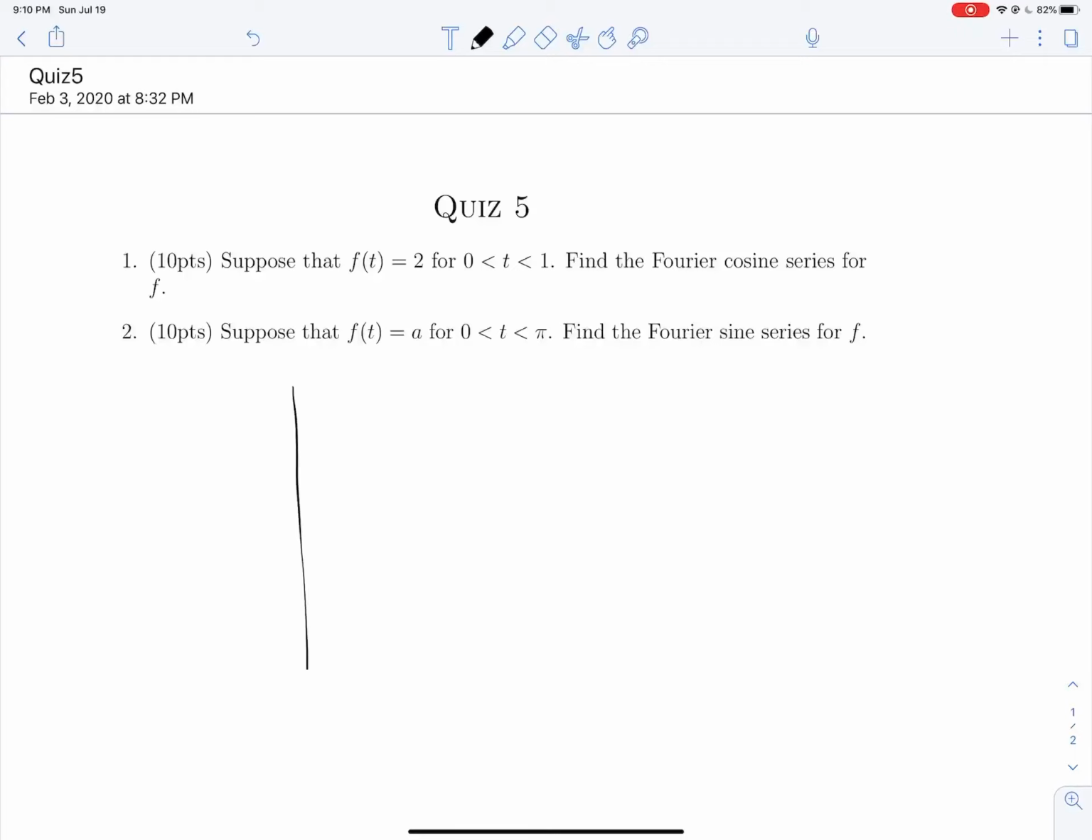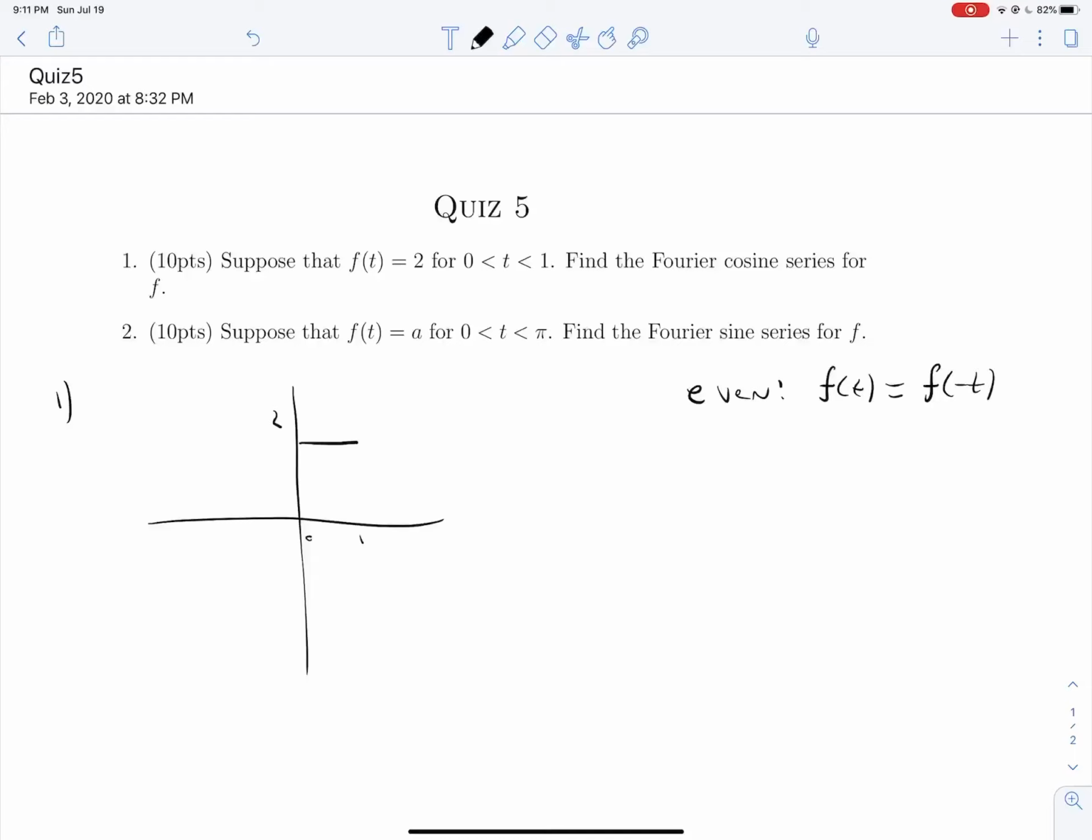series of f. So as always, we've got to graph this thing out. Our function is 2 from 0 to 1, and with both of these problems, we're going to have to extend our function to either make it an even or an odd function so that it will be a cosine or sine series. And just to get some definitions in here, an even function is one such that f of t is equal to f of negative t.